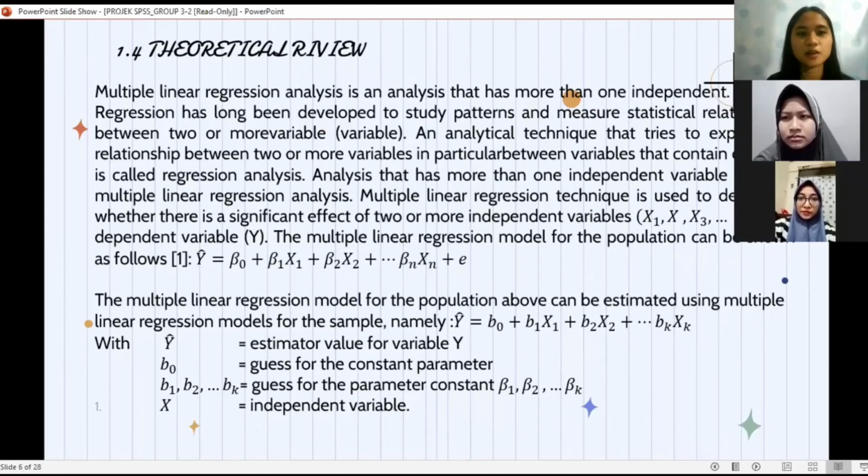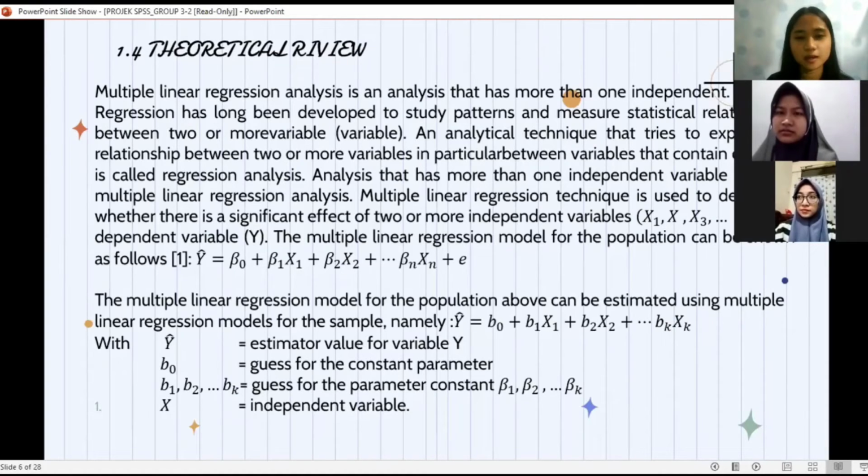And then theoretical review. Multiple linear regression analysis is an analysis that has more than one independent variable. Regression analysis has long been developed to study patterns and measure statistical relationship between two or more variables. An analytical technique that tries to explain the relationship between two or more variables, in particular between variables that contain causality, is called regression analysis. Analysis that has more than one independent variables is called multiple linear regression analysis.